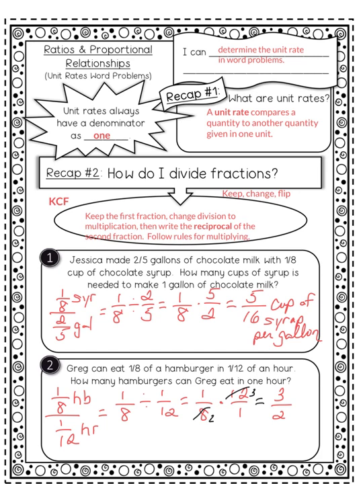Now, since we want to know how many hamburgers he can eat in a whole hour, I would now convert this into a mixed number. 2 goes into 3 one time with a remainder of 1 over 2. Therefore, Greg can eat 1.5 hamburgers, HB, per, I'm going to use the fraction slash, hour.